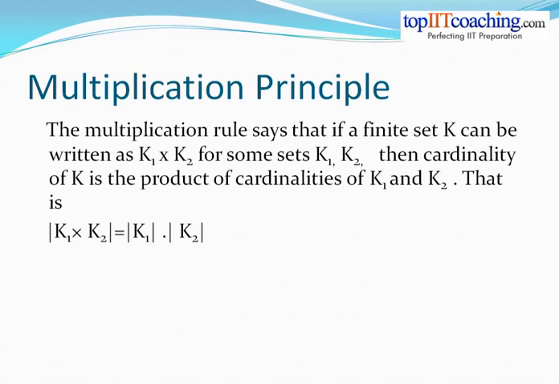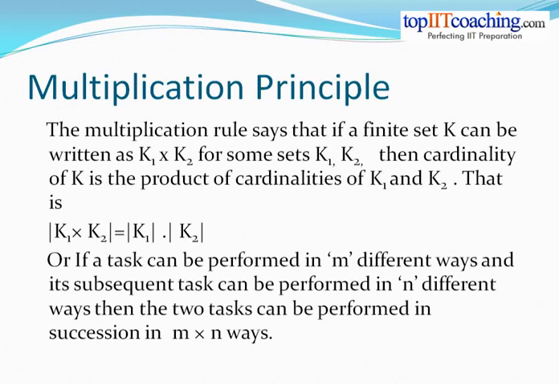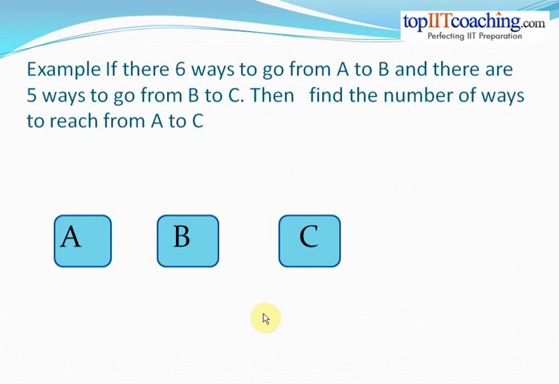Now this sounds a bit complicated. Let's try to see it through simple words. If a task can be performed in m different ways and its subsequent task can be performed in n different ways, then the two tasks can be performed in succession in m into n number of ways. Let's look at an example.